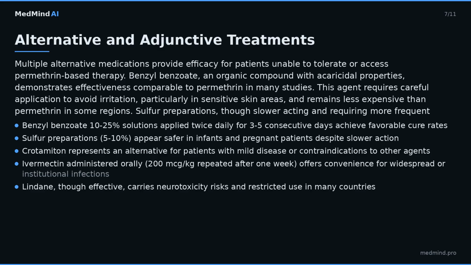Crotamiton represents an alternative for patients with mild disease or contraindications to other agents. Ivermectin administered orally, 200 micrograms per kilogram repeated after 1 week, offers convenience for widespread or institutional infections.